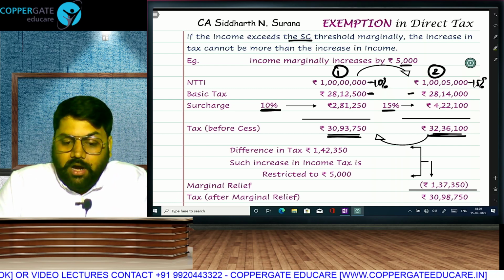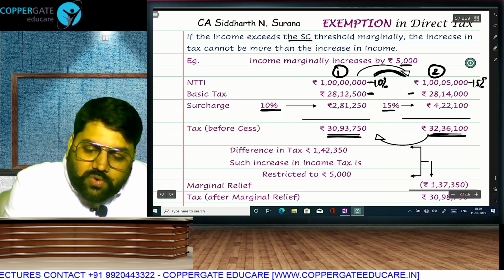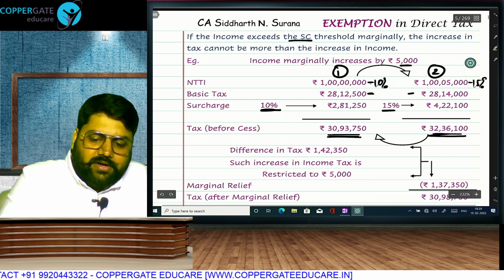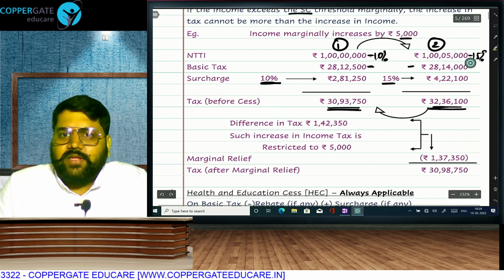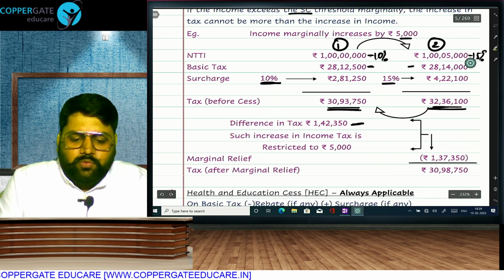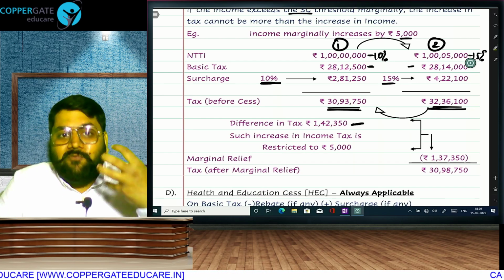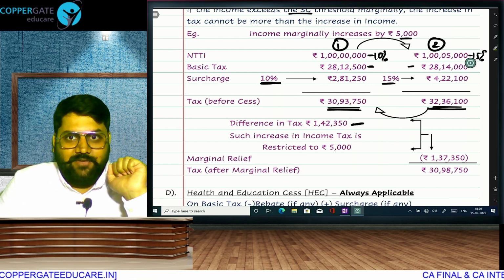And here understand what is happening. The income has increased only by rupees 5,000. Clearly visible that the difference in income is only rupees 5,000. But the difference in tax is coming to 142,350. How can your tax increase by 1,42,350 when your income has increased only by 5,000?